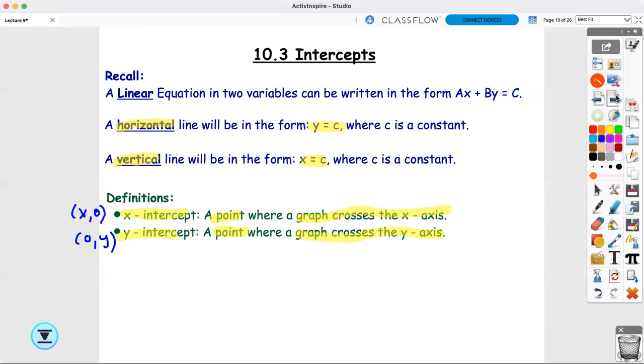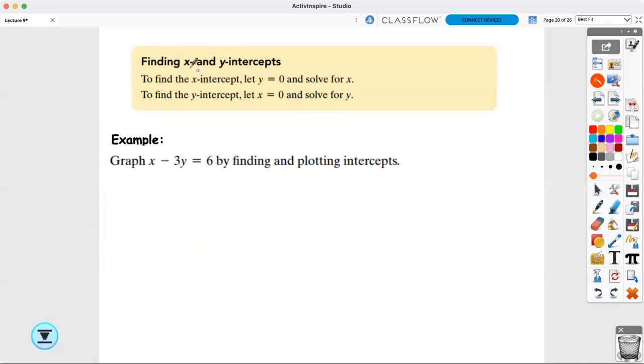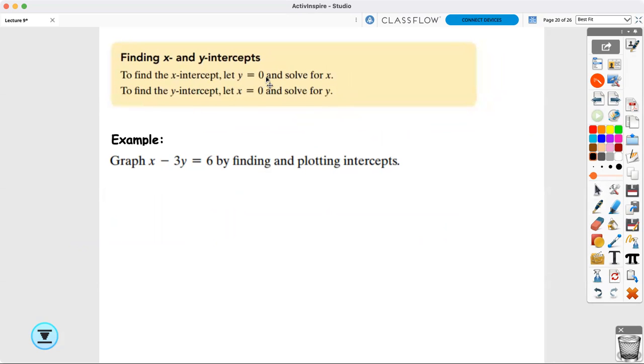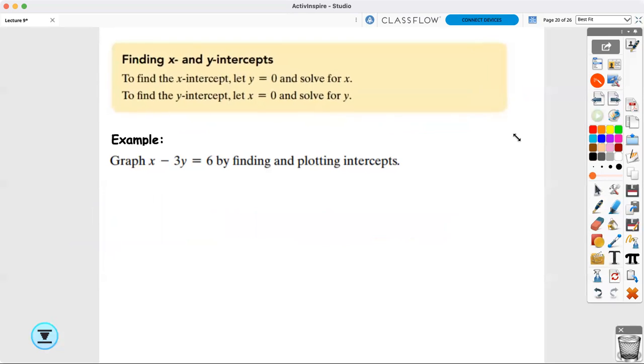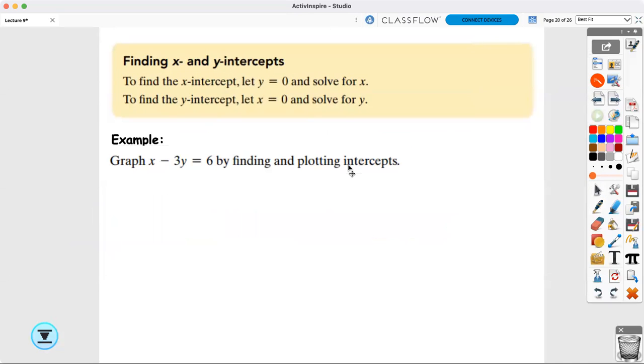All right, let's look at an example. So, finding x and y intercepts. Go ahead and write this concept down real quick, and then we're gonna use the procedure they tell us. To find the x-intercept, let y equal 0 and solve for x. To find the y-intercept, let x equal 0 and solve for y. We're gonna apply that logic to this equation, find the intercepts, then plot the intercepts and graph it. I'm gonna give you about 3 minutes on this slide before we jump into it.